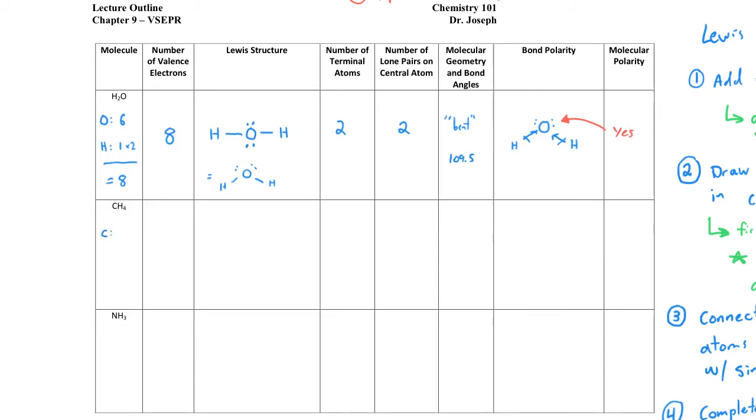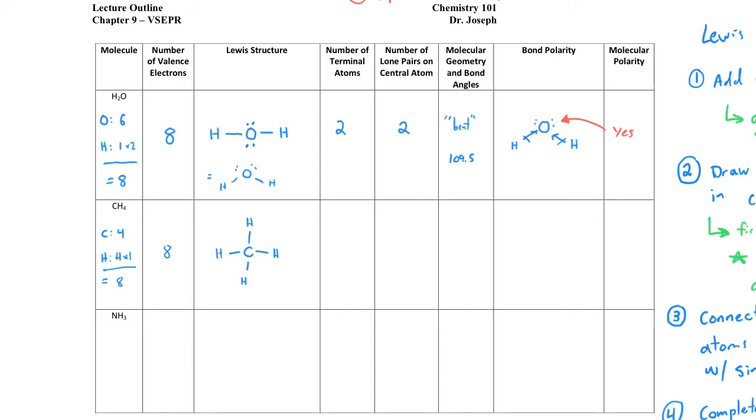Okay, so carbon is in group 4, so we have 4 valence electrons. Hydrogen is in group 1, and we have 4 of the hydrogen atoms, so that brings 4 valence electrons in. If we add all these up, we get a total of 8 valence electrons. And we know that carbon is the central atom because it is first in the formula. Now we're going to move on to step 2, which is we're going to connect the terminal hydrogen atoms to the central carbon atom with a single bond for each.